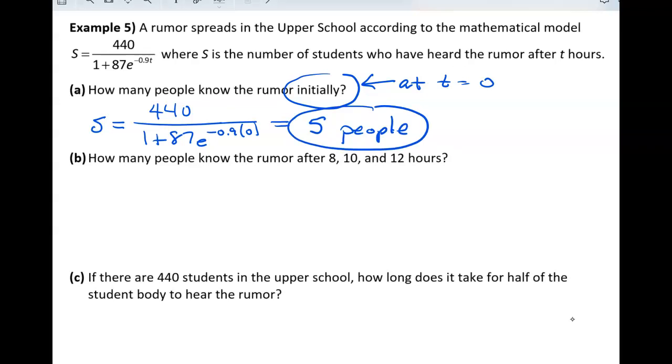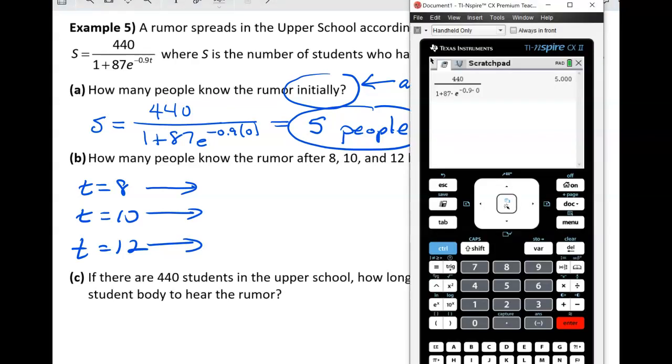And next, we're asked how many people know the rumor after 8, 10, and 12 hours. Well, this is a really similar question, so I'm not going to write down the calculation each time, but we'll just alter the calculation that we did in part A on the calculator. Remember that the way you can do this is to use the cursor up button to grab that calculation again. Once it's highlighted, press enter, and then backtrack using your cursor, and then just delete that 0 and replace it with t equals 8.